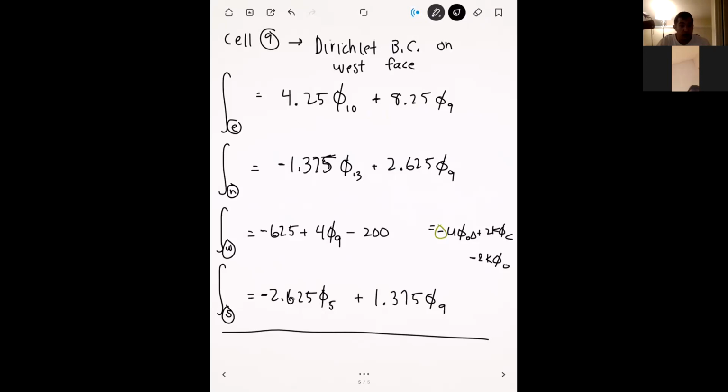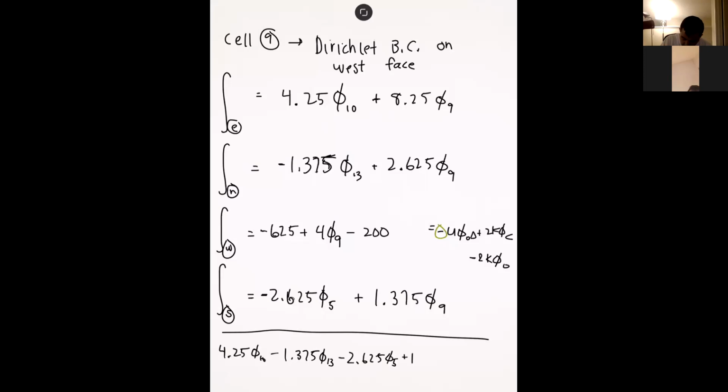All right. And so now that we have each of these integrals, let's go ahead and add up all their values together. Okay. And so we have a 4.25 phi 10. Minus 1.375 phi 13, okay, minus 2.625 phi 5, okay, so let's add up all the phi 9 values. So we have 8.25 plus 2.625 plus 1.375, plus 4, sorry, and so this is actually plus 16.25 phi 9, okay? And then we have our constant term, so we have a minus 825 as well.